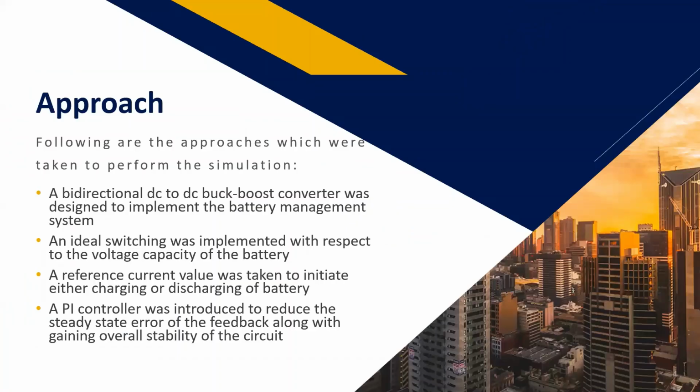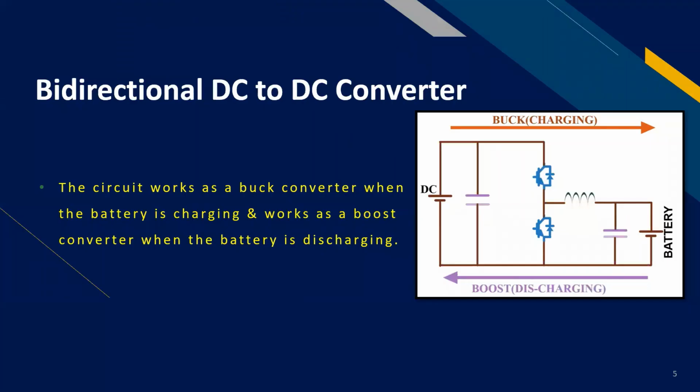This is the approach which was taken to perform the simulation. A bidirectional DC-DC buck-boost converter was designed to implement a battery management system. An ideal switching was implemented with respect to the voltage capacity of the battery. A reference current value was taken to initiate either charging or discharging of the battery. A PI controller was introduced to reduce the steady-state error of the feedback along with gaining overall stability of the current.